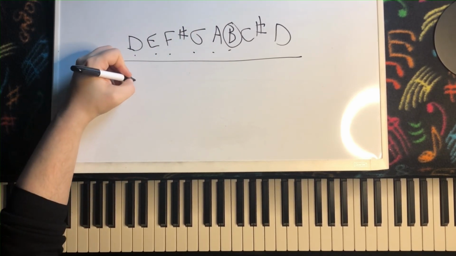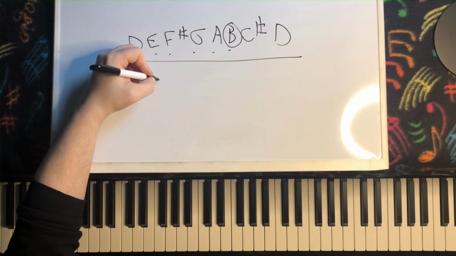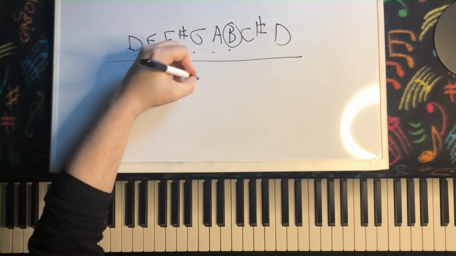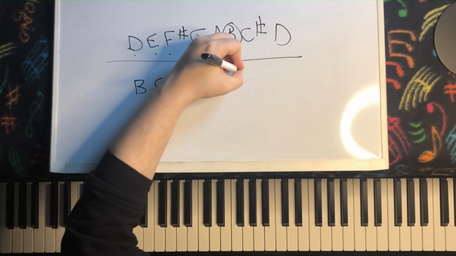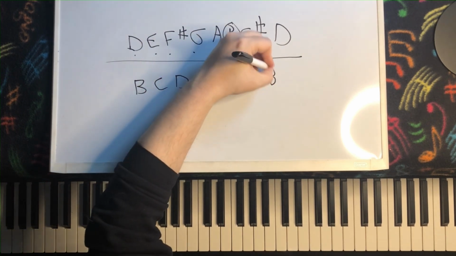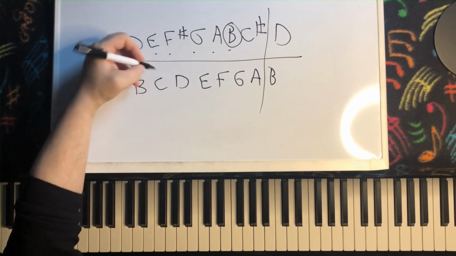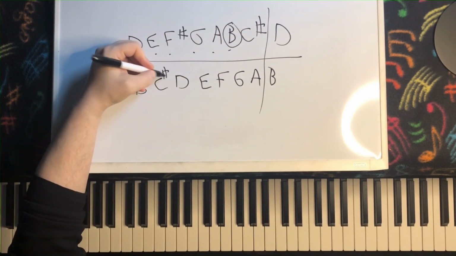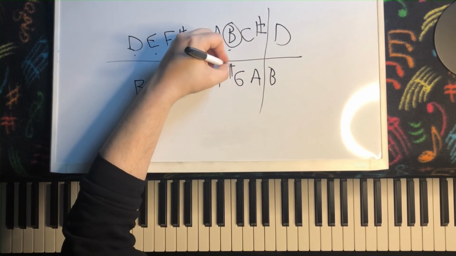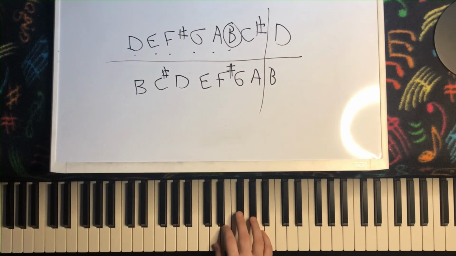So I'm going to go ahead and write my letters out first. B, C, D, E, F, G, A, B. All right, now I'm gonna put these sharps back in. So what I have is C sharp and F sharp. Let's see what this sounds like. So here's D major. Now this should be B natural minor.